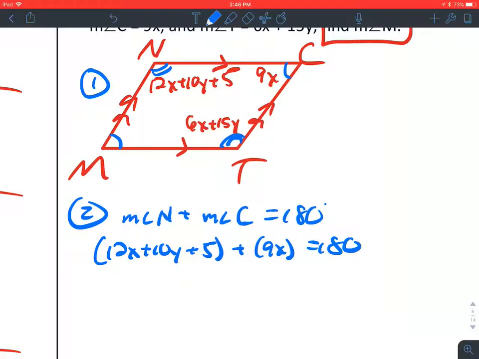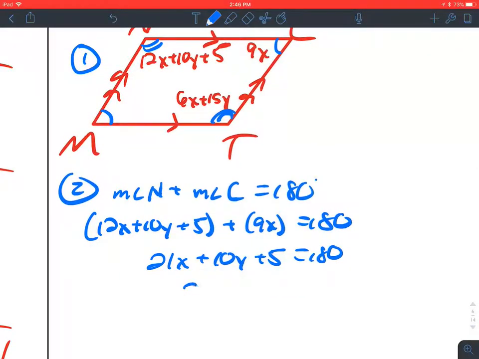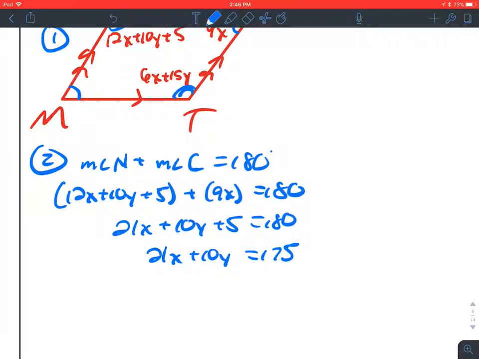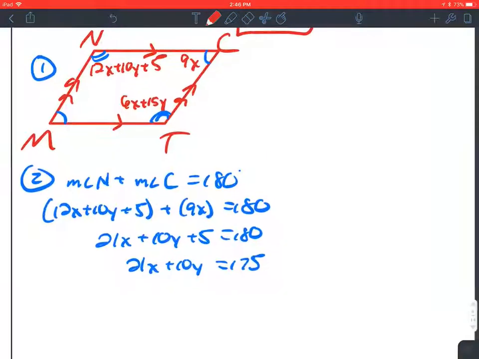If I combine like terms, I'm going to get 21x plus 10y plus 5 equals 180. Try to simplify this a little bit and subtract 5 from both sides. I get 21x plus 10y equals 175. And I'm not happy about that equation because I can't do anything with it. There's two variables. So I'm going to stop with this for now and see if I can make another equation.